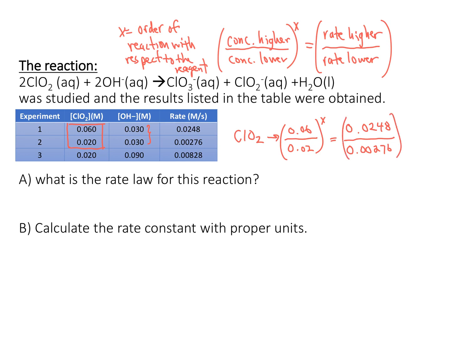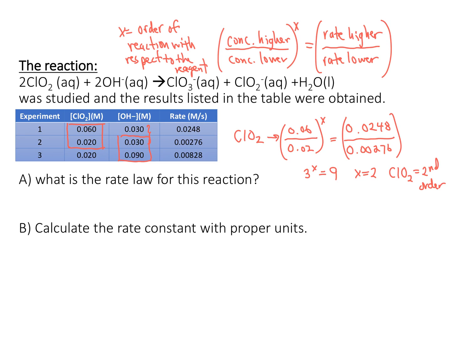And I get 3 to the x equals 9. So we're trying to figure out what is x. Well, 3 squared equals 9. So x must be 2. And so with respect to chlorine dioxide, the reaction is second order. I'm going to do the same calculation for the hydroxide, except for now with hydroxide, I want to use experiment 2 and 3 to determine the order of the reaction.